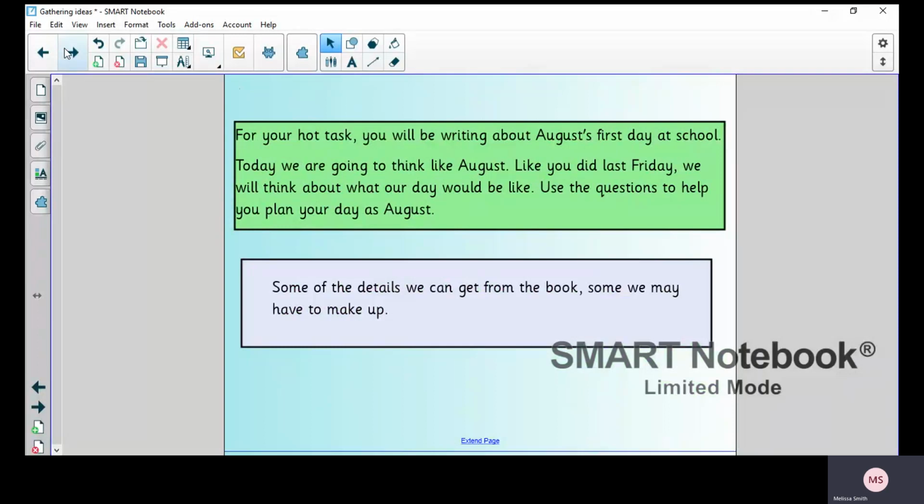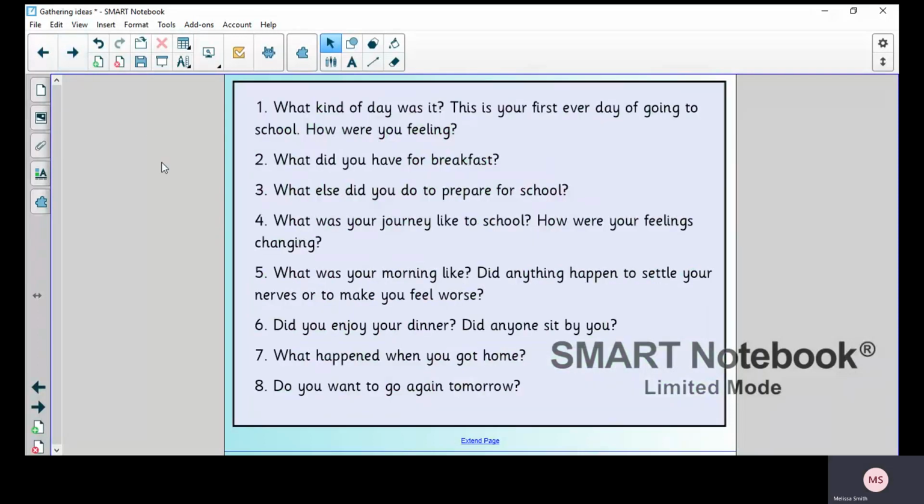Now, you can actually get the chapter from the book. I will link it below so you can reread the chapter to get some of your ideas. There's not going to be all of the ideas in the book. You also have creative license to make up some ideas about August's first day. So you can take some ideas from the book and some ideas you can make up by putting yourself in August's shoes and thinking, well, what would that have been like for him? Let's have a look at those questions. So here you can see the questions that I'd like you to be thinking about.